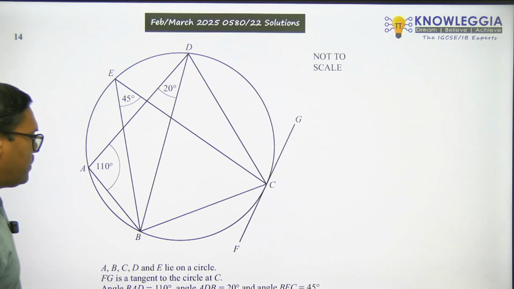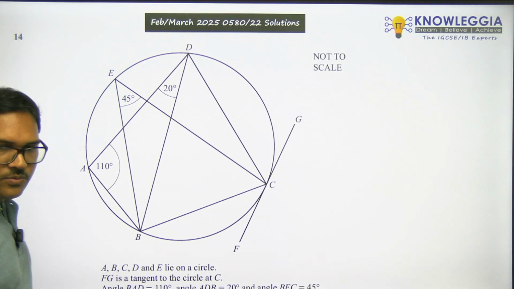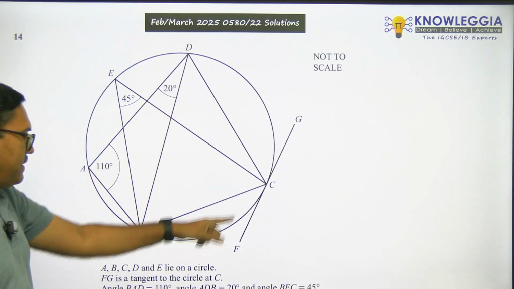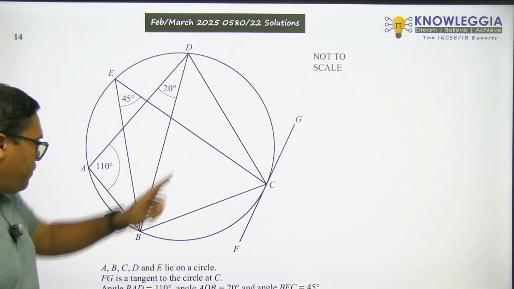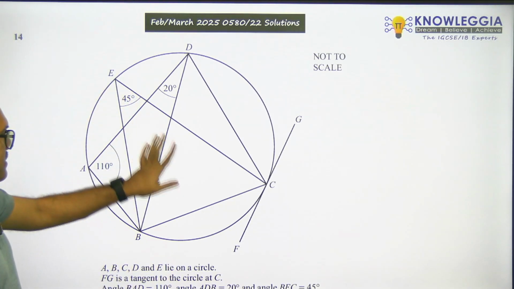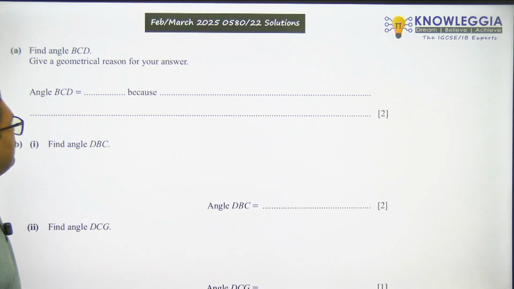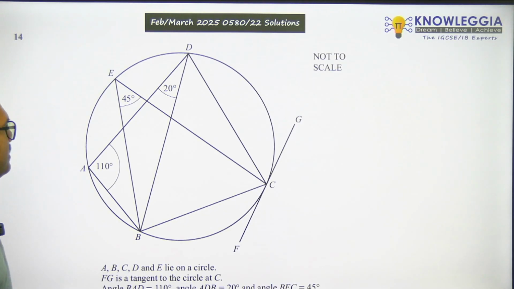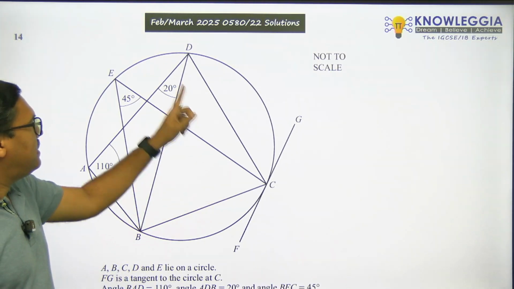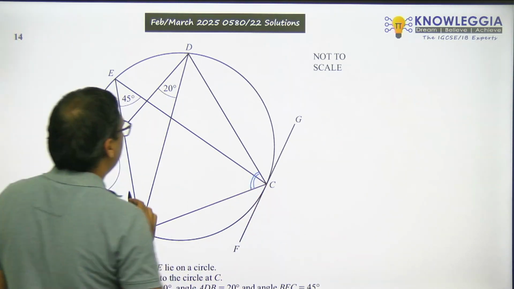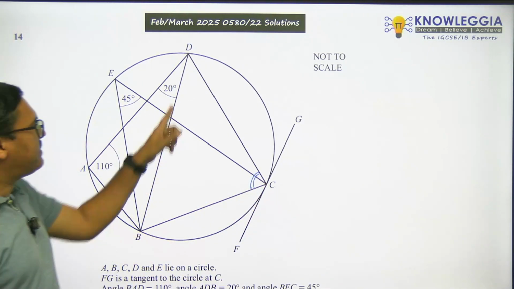Okay. Now the question on circles. I hope you can read this. If A, B, C, D, F lie on the circle, you can see FG is the tangent. Angle BAD is given to you. All the angles are mentioned in this diagram. So the question is, find angle BCD and give the reason also. Find angle BCD. That means you have to find this angle.